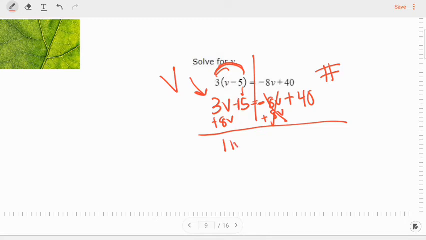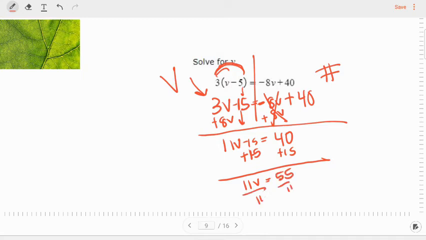All right, bringing down everything now that I've got everything correct. So minus 15 is equal to 40. Solve by adding 15 to both sides. And I end up with 11v is equal to 55. Divide by 11, and I end up with v is equal to 5.